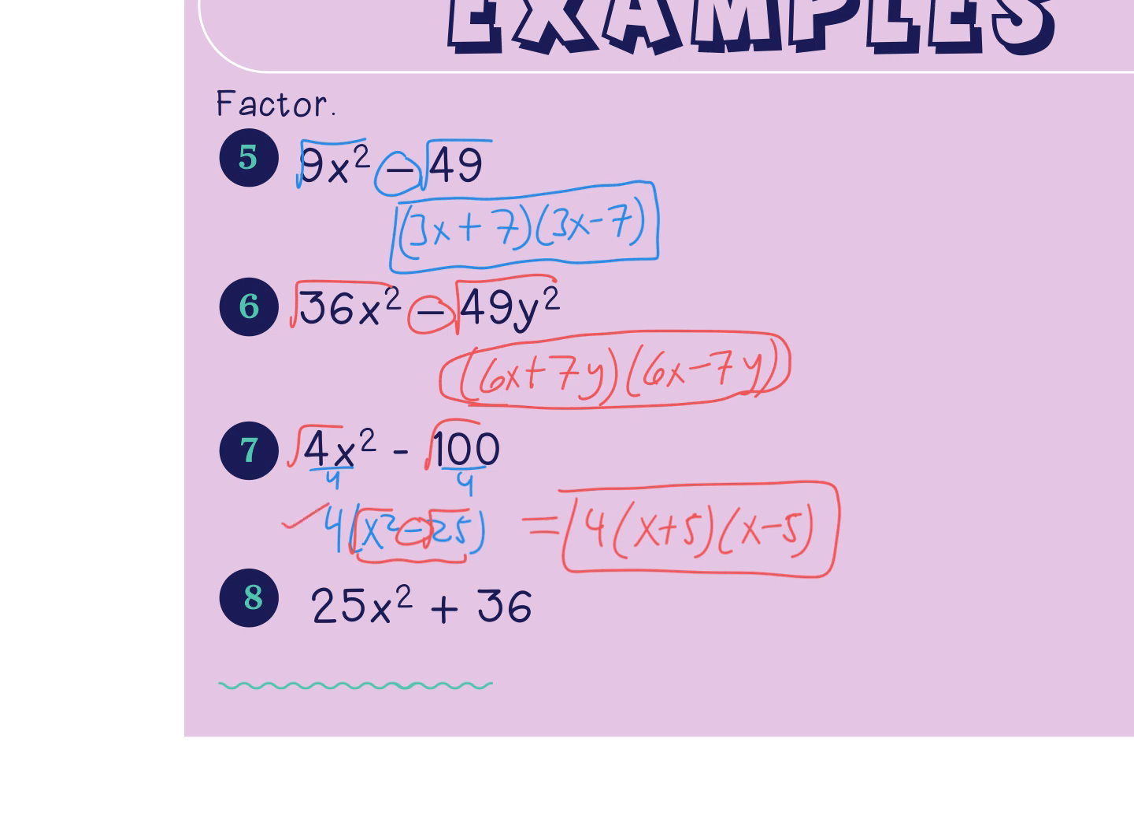All right, when you look at number 8, you might want to try square rooting the first, square rooting the second, but you can't because there's a plus in between. This is not a difference of squares. I would just leave it alone like this.